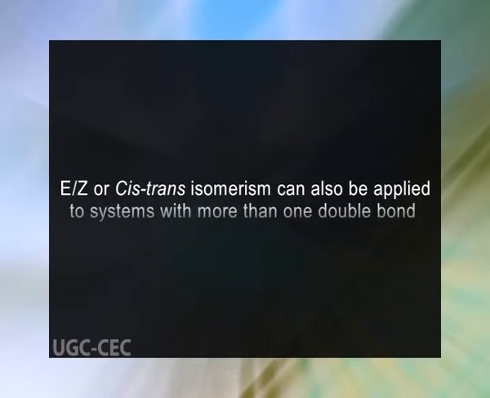The EZ nomenclature system can be used for any alkene that is capable of exhibiting cis-trans isomerism, including disubstituted alkenes, for which cis-trans nomenclature can also be used. The EZ or cis-trans isomerism can also be applied to systems with more than one double bond simply by including the atomic number in front of each descriptor to specify which double bond the descriptor refers to.